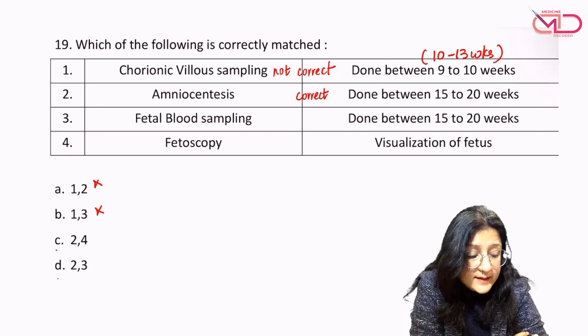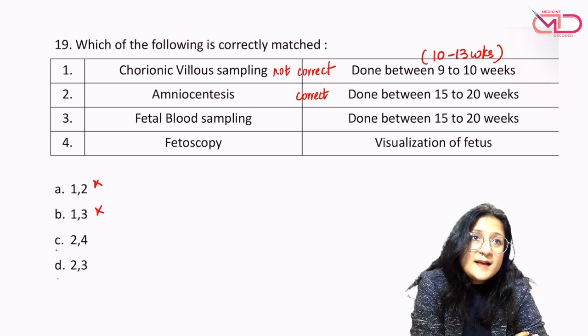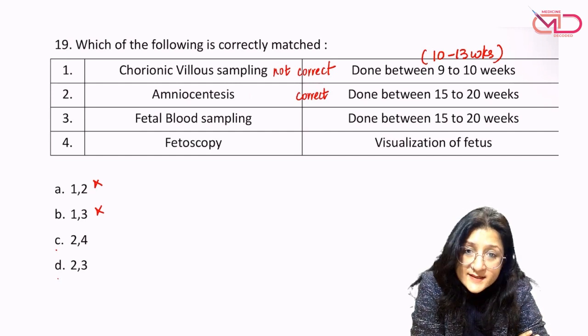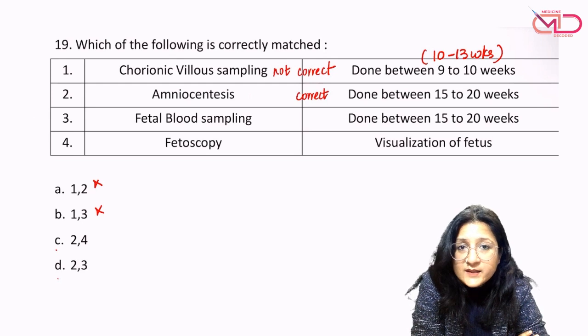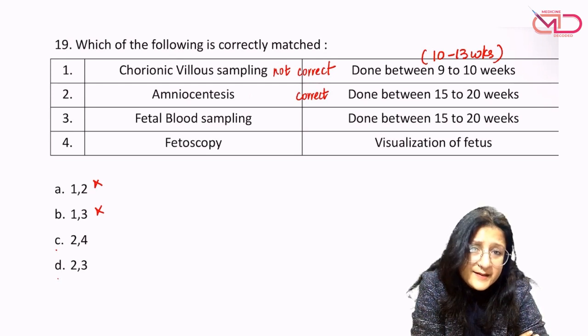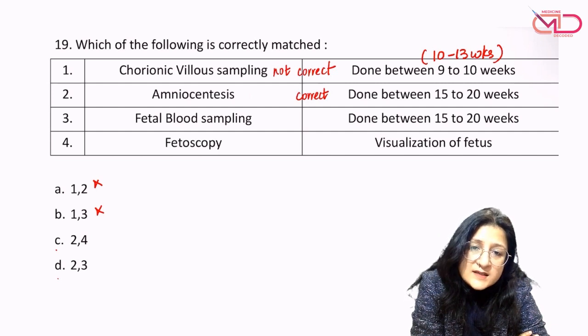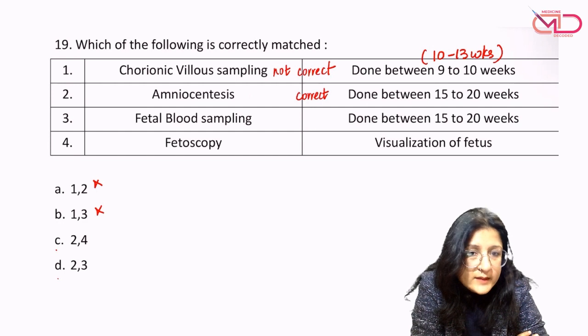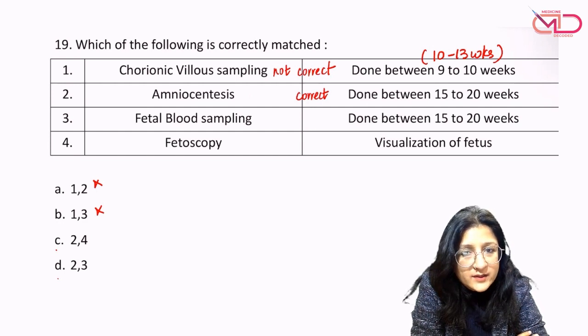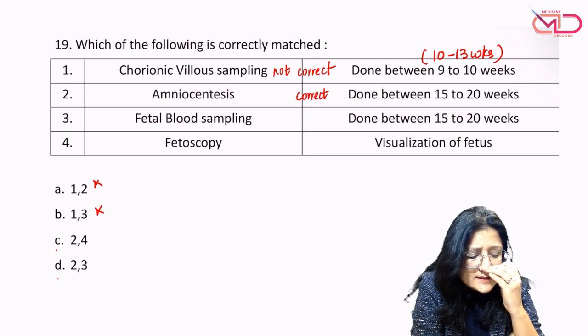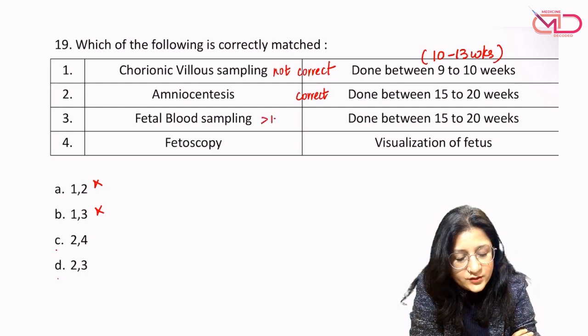Then fetal blood sampling done between 15 to 20 weeks. Now, fetal blood sampling, we are talking about PUBS, percutaneous umbilical blood sampling, or cordocentesis, right? For this, we have to sample the umbilical vein, and it is ideally done anytime beyond 18 weeks. It's not recommended to be done earlier than that. The one place we have studied fetal blood sampling is to assess fetal hemoglobin for detection of fetal anemia or fetal intrauterine transfusion in RH-affected fetuses, right? So it is done anytime beyond 18 weeks. So this is also not correct, right?